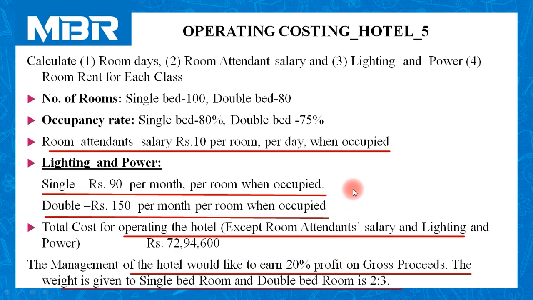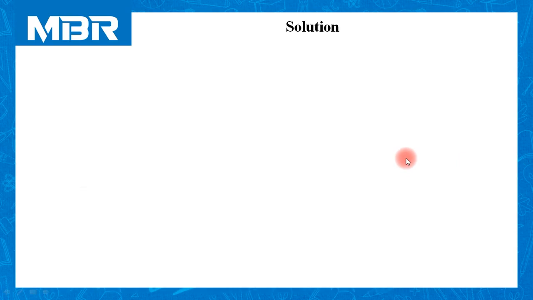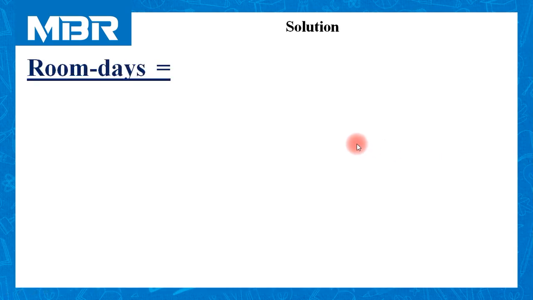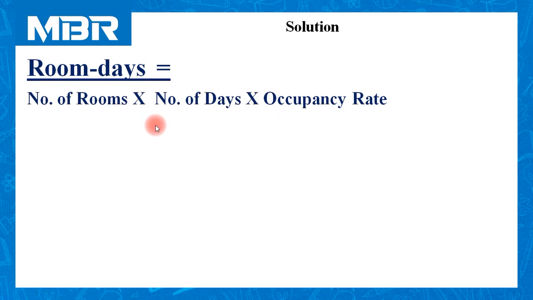Let us start our calculation with number 1, and it is related to calculation of room days. Calculation of room days is a composition of 3 factors: number of rooms multiplied by number of days multiplied by occupancy rate. There are so many variations in the calculation of room days based on season, based on different occupancy rate, and many more. But in this question, it is so simple.